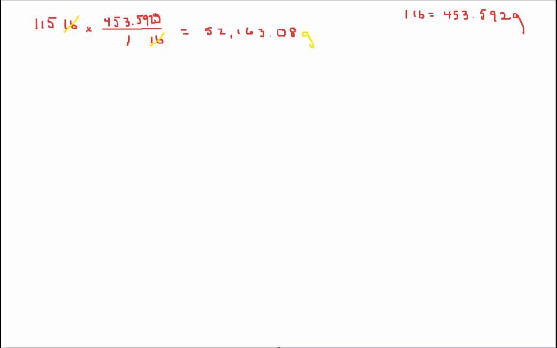Now the first thing you need to do is notice that since my pounds canceled, my units are grams. And the last thing you need to recognize is the fact that since I am multiplying, my final answer should have the fewest number of sig figs that any value, any measurement here has. This measurement has 3 sig figs, therefore my final answer should have 3 sig figs. So my final answer is 52,000. This is going to be my last significant digit. However, since there's a 6, that's going to round up to 2.